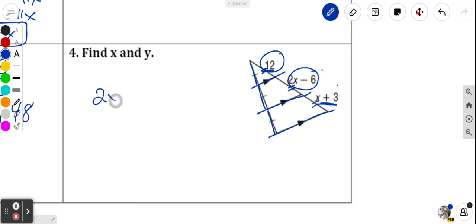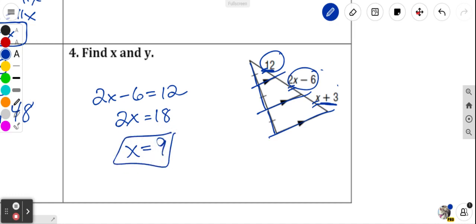I'm going to do 2x minus 6 equal to 12. So you're going to add 6. I guess x plus 3 equals 12 probably would have been the easiest one, but that's okay. So if you add 6, you get 18 here. So x is 9. And I'm not sure why this says find x and y. That must be an error. There is no y here.